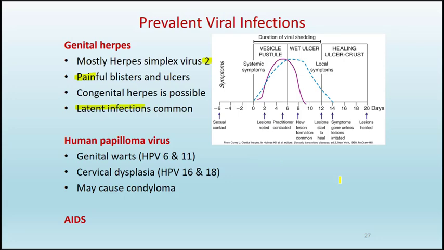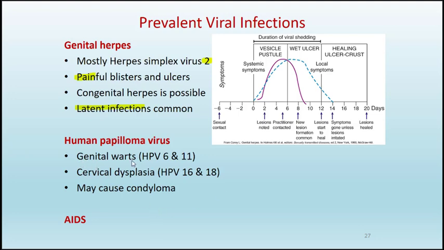Congenital herpes can happen as well. When this occurs, it's a child that's born with genital herpes if the mother's affected, so it can pass through the placenta. And with viruses such as this and HPV and AIDS, once you have it, you can't get rid of it.